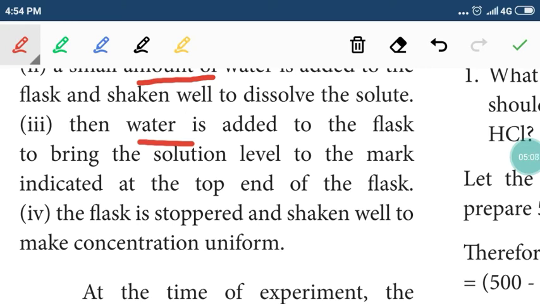So first we add the solute. Second, a small amount of solvent will be added to dissolve the solute. Third step, the remaining quantity of solvent will be added until the level of solution reaches the mark in the standard flask. After that, the fourth step, the flask should be closed, stoppered. Then we have to shake it well. Then only we will get a uniform solution, so all the particles will be distributed in an even manner. So this is the method of preparing a standard solution.